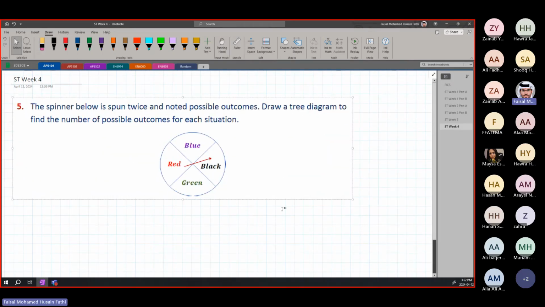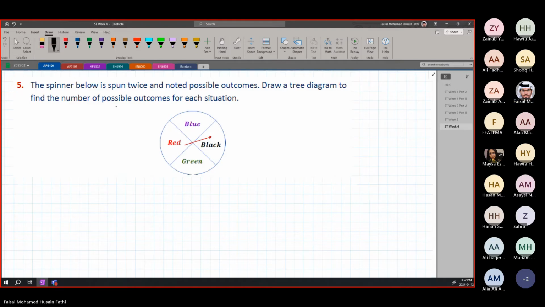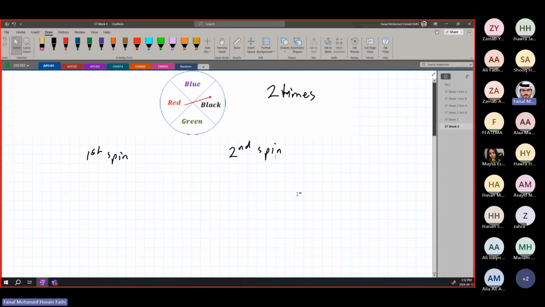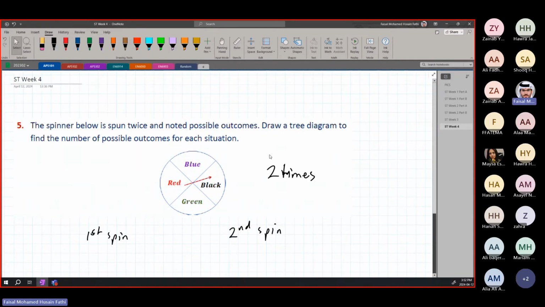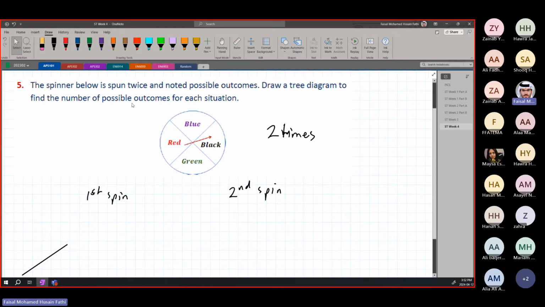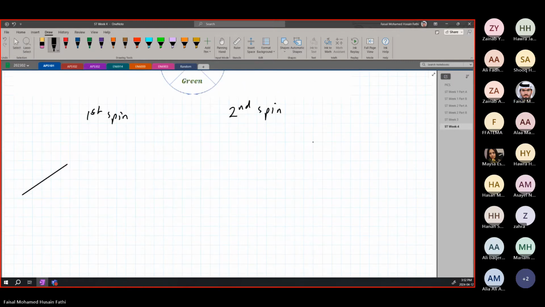Here it says the spinner below is spun twice, and to note the possible outcomes. So this is spun 2 times. We know we're going to have a first spin, and then a second spin. What does the question say? Just draw the tree diagram and find the possible outcomes.